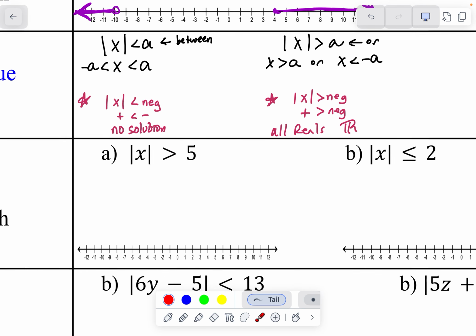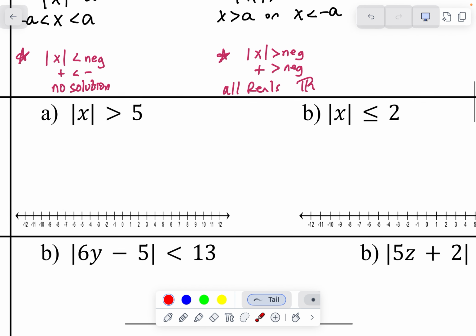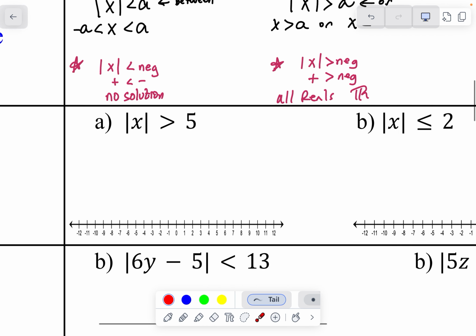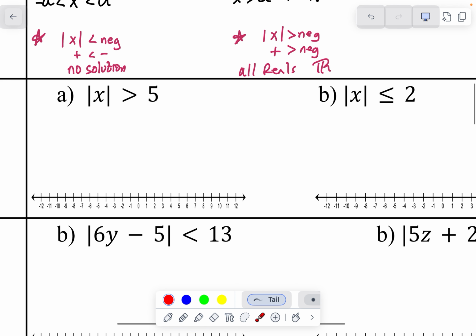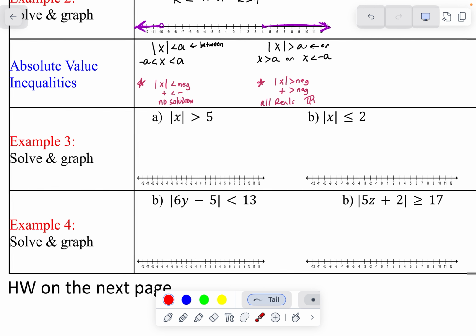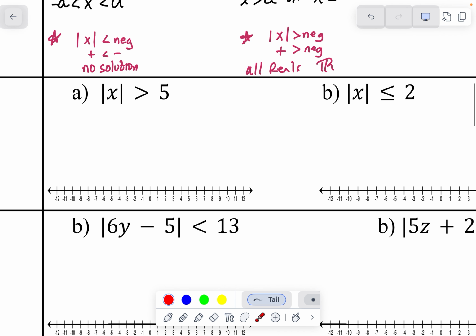Okay, so let's go ahead and look at example 3. Now, example 3 I just made very simple so that we could just get in the habit of what to do when we get to that point. And then example 4 is a little more complicated. Okay, so let's look at example 3a. The absolute value of x is greater than 5.